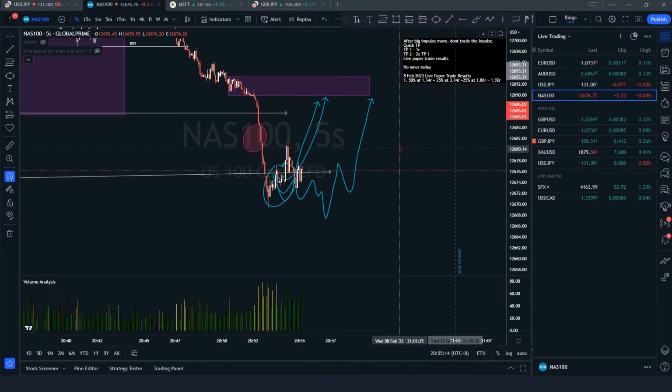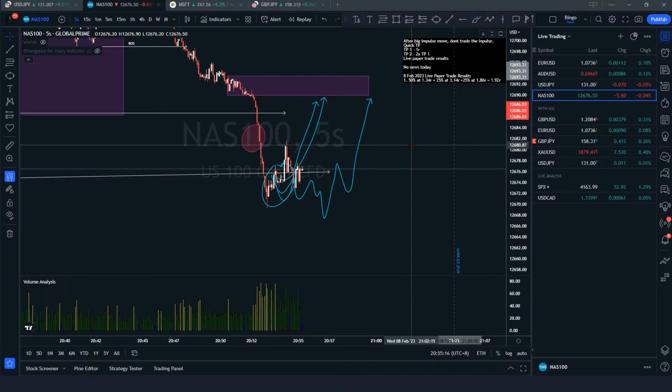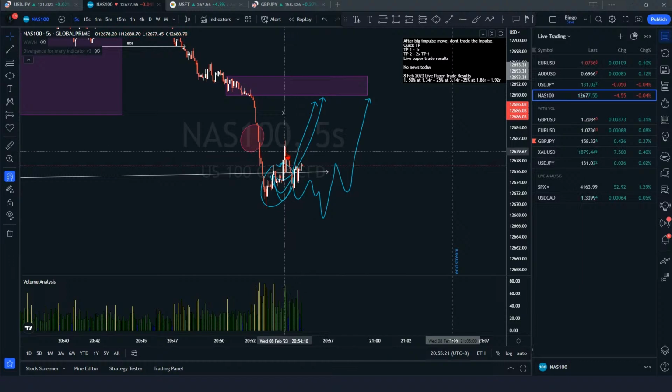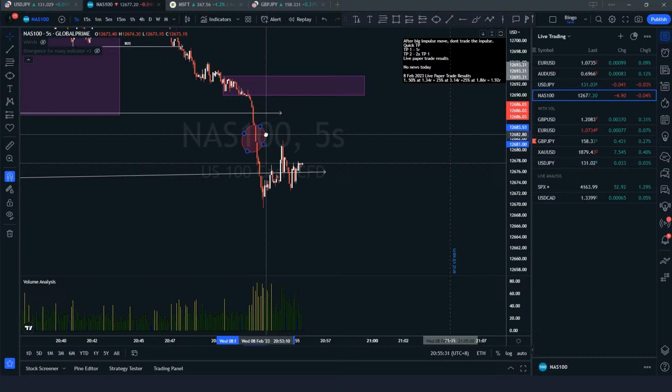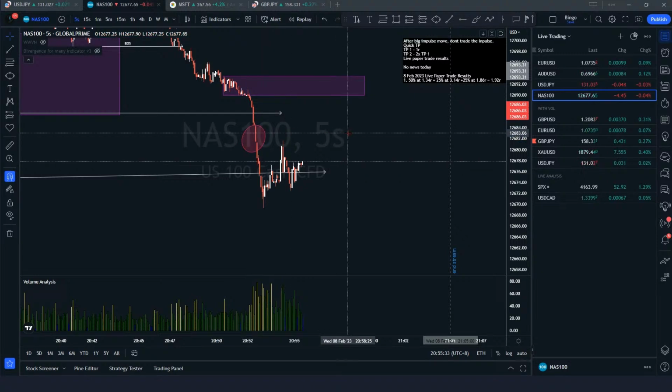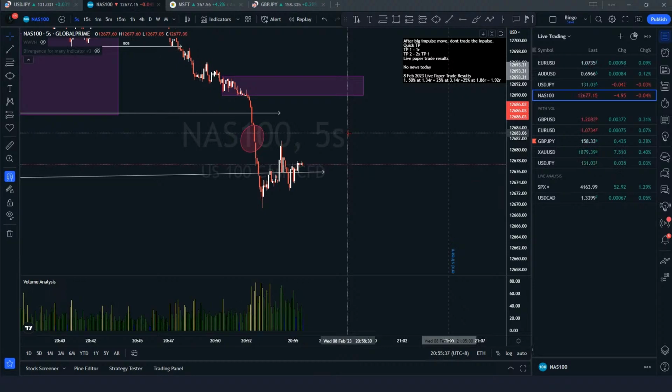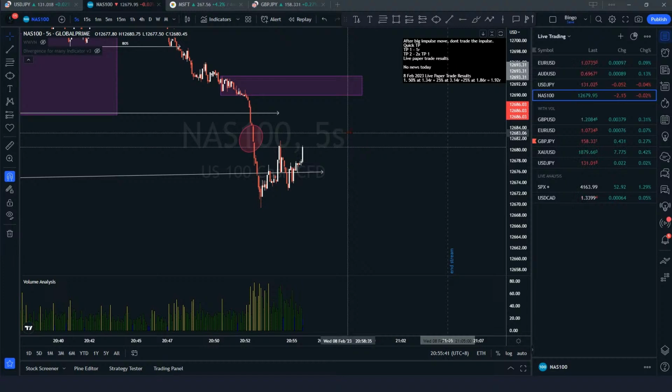My suggestion is to focus on one pair, know and understand how the pair does and what it does at different times of the session. Different pairs actually do have their own characteristics. So by backtesting them long enough, you will sort of understand how the price will move and why it will move in a certain way.